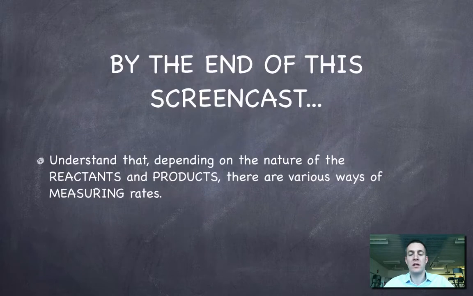Okay, so what we were hoping to achieve in this film was really just to have a look at a few different kinds of reaction and look at the reactants and products in those reactions to see how we might go about measuring a rate. In other words, how we might design experiments based on these reaction equations.